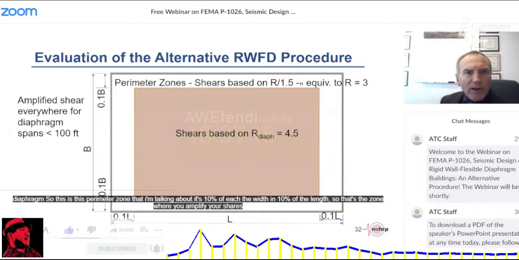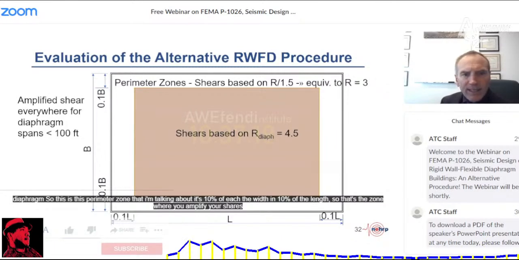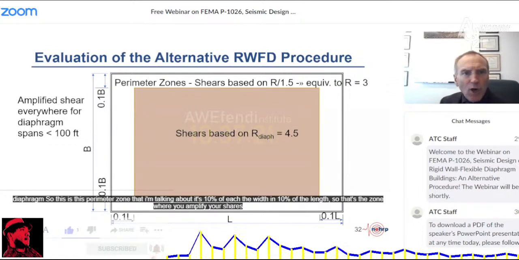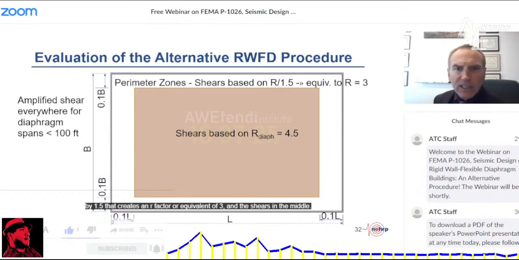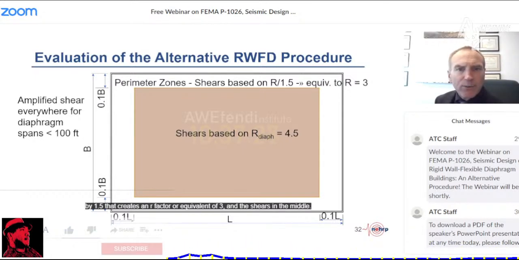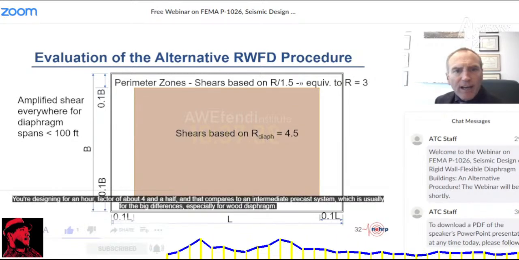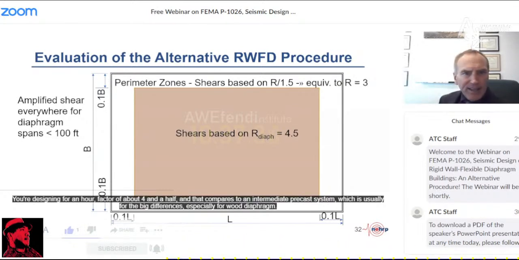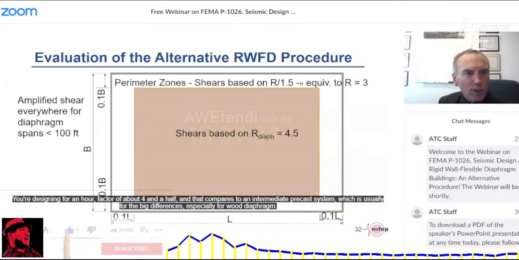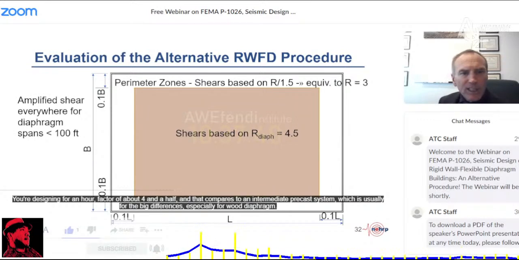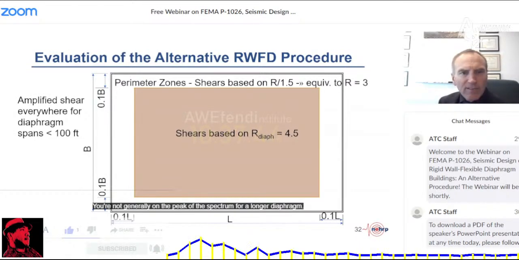So this is this perimeter zone that I'm talking about. It's 10% of the width and 10% of the length. So that's the zone where you amplify your shears by 1.5. That creates an R factor equivalent of 3. And in the shears in the middle, you're designing for an R factor of about 4.5. And that compares to an intermediate precast system, which is usually 4. So the big difference is, especially for wood diaphragms, you're not generally on the peak of the spectrum for a longer diaphragm.